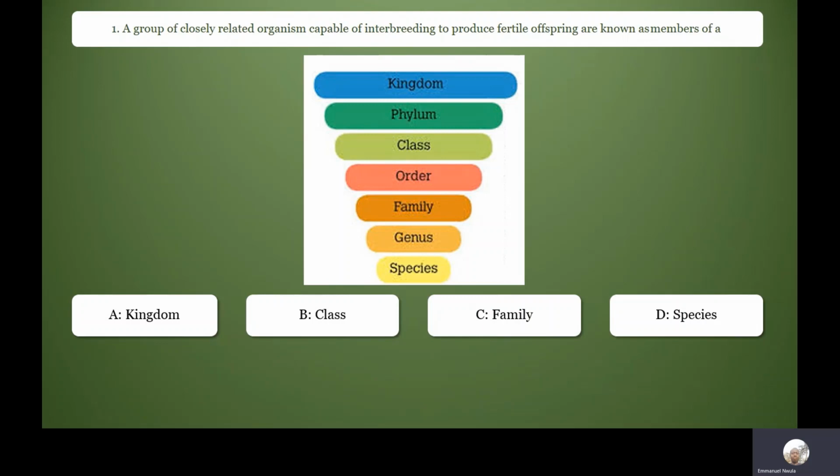A group of closely related organisms capable of interbreeding to produce fertile offspring are known as members of the same what? The correct option here is the species. Organisms that belong to the same species can interbreed and produce fertile offspring.